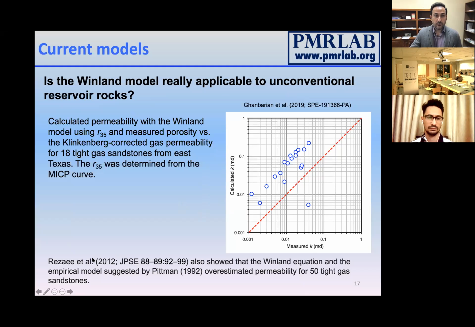Similar results were found by Rezaee and his co-workers in a different study. So the Winland model would overestimate permeability in unconventional reservoir rocks. That makes its application for rock typing purposes to unconventional reservoirs questionable.